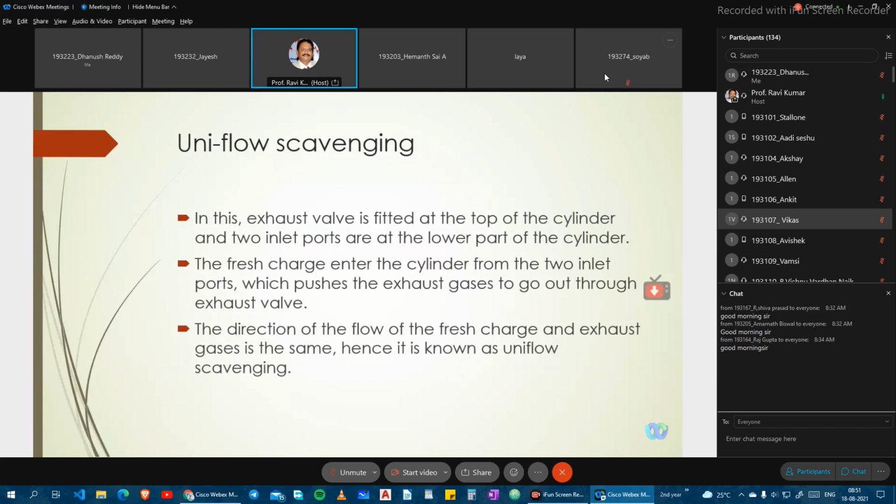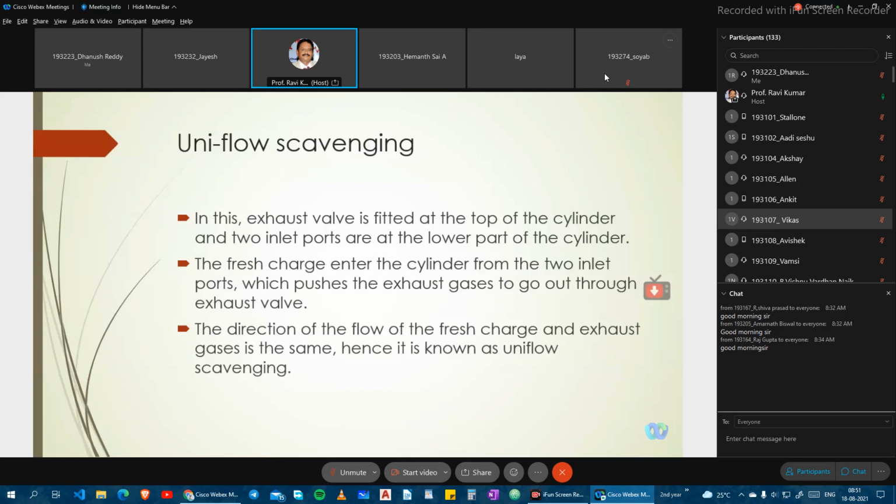In the uniflow scavenging system, the exhaust valve is fitted at the top of the cylinder. Basically, the inlet valve and exhaust valve will be there as in a four-stroke cycle. We have the valves in the top, the head of the cylinder, inlet valve and exhaust valve, and at the lower part of the cylinder, the fresh charge enters the cylinder from the two inlet ports, which pushes the exhaust gases to go out through the exhaust valve. I will show the figure.